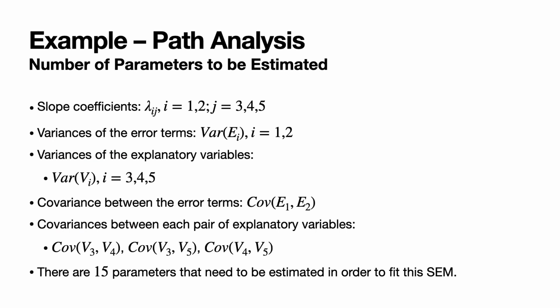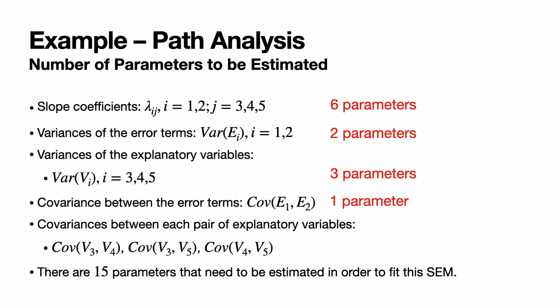And so counting the number of parameters that need to be estimated, we've got 6 slope coefficients, we've got 2 error term variances. We've got 3 explanatory variable variances. We've got 1 covariance between the error terms. And we've got 3 covariances between explanatory variables. And so there are 15 parameters that need to be estimated in order to fit this structural equation model.